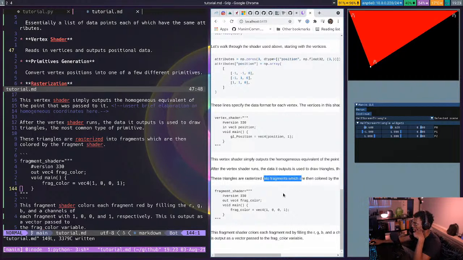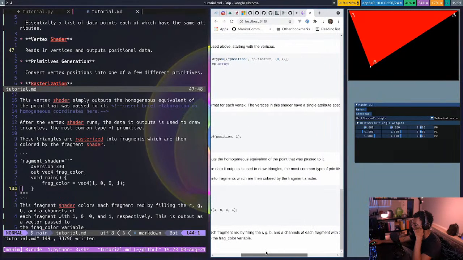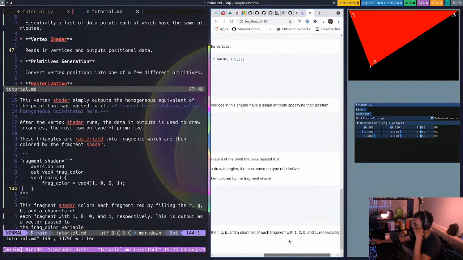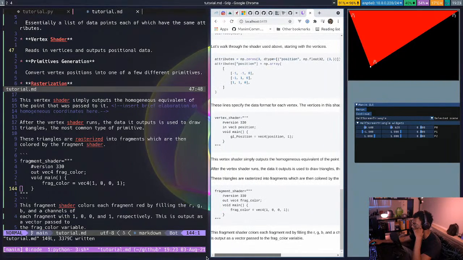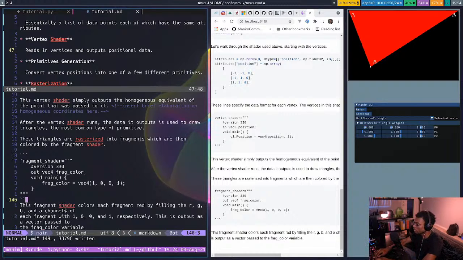The fragments are then colored by the fragment shader. Then I have the fragment shader. This fragment shader colors each fragment red, filling the channels of each fragment with 0, 0, 0, 1, as a vector passed to the frag color variable. Yeah, that's actually perfect.